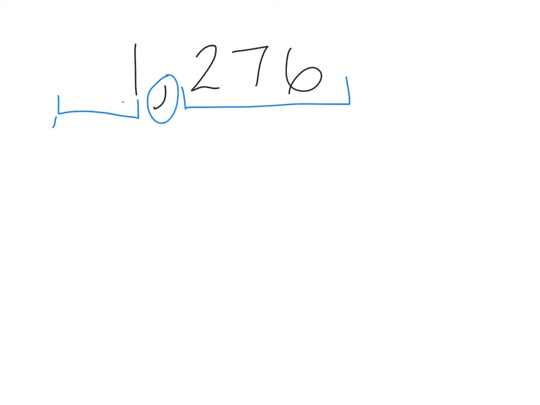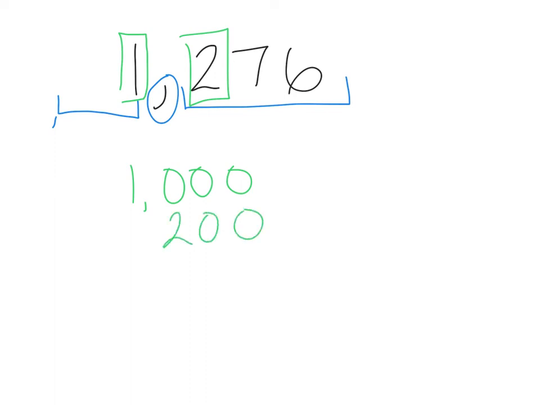Again, when we look at this number right here, it looks like a 1. But it's not just 1. It's in our thousands place, so it's 1,000. This number looks like a 2, but it's not just 2. It's 200. Looks like a 7, but it's not. It is 70. The only number that looks like it and is actually it is that first one in the ones place, which is a 6.